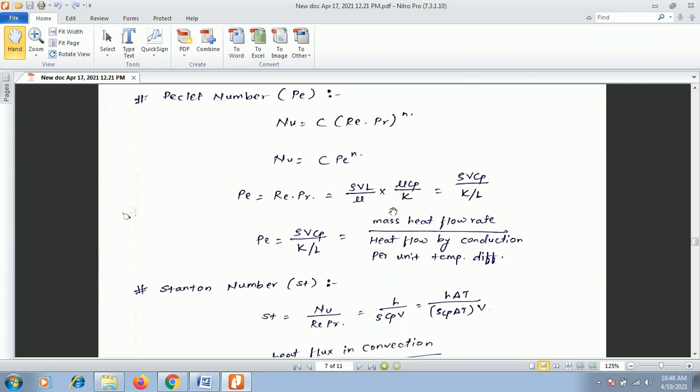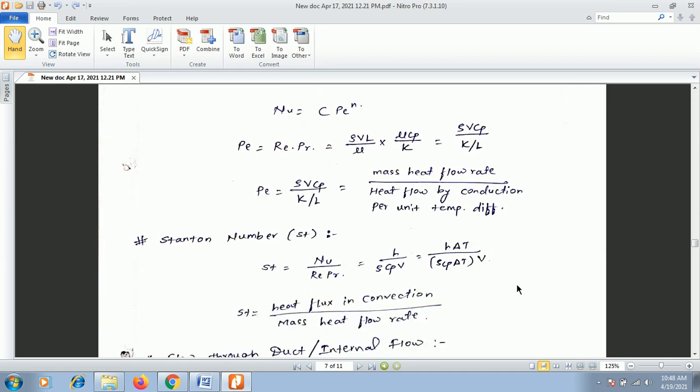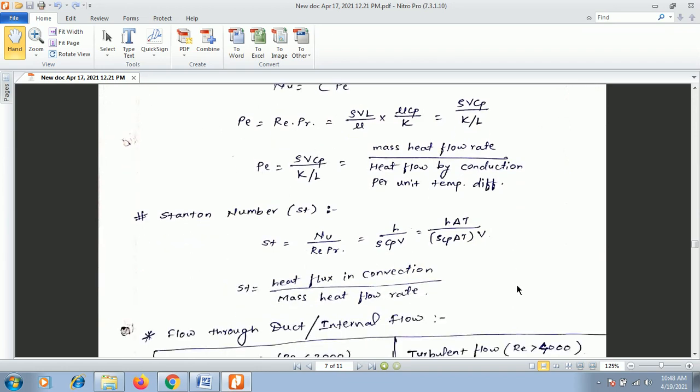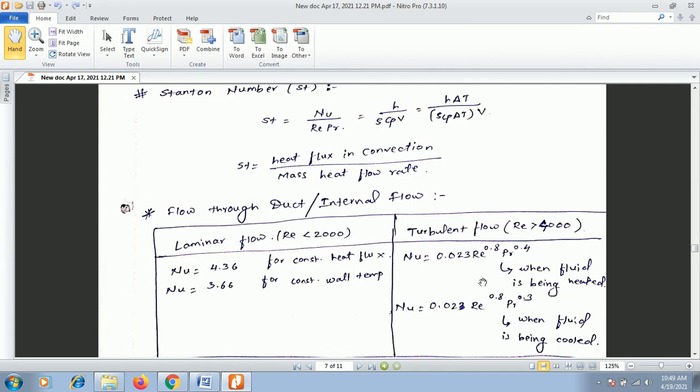In significance, it is the ratio of mass heat flow rate to the heat flow by conduction per unit temperature difference. Then the last one is the Stanton number. The Stanton number is given by the ratio of the Nusselt number and the product of the Reynolds number and the Prandtl number. So it is the ratio of heat flux in convection to the mass heat flow rate. Now classifying the flow depending upon the flow through the ducts.